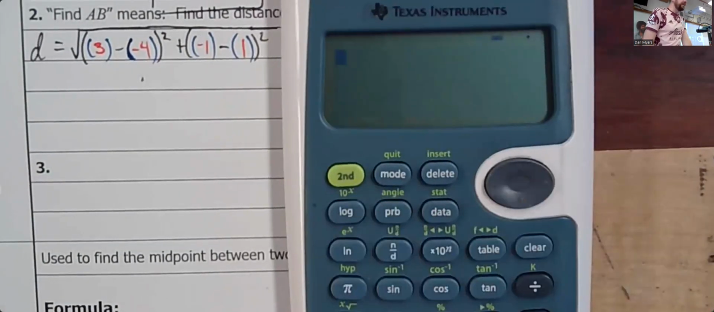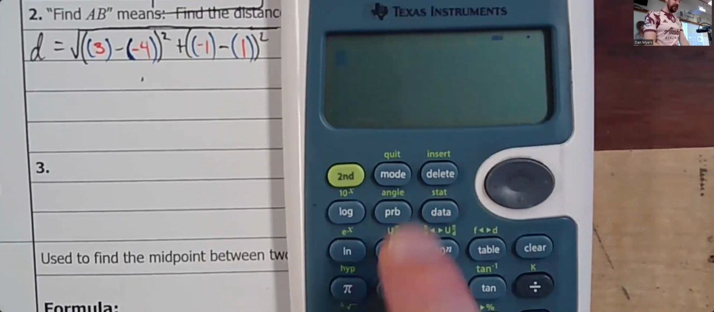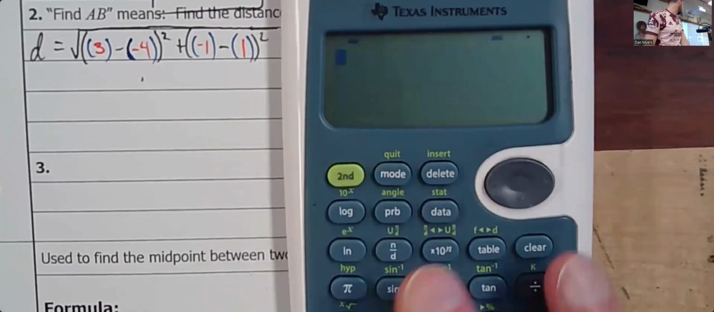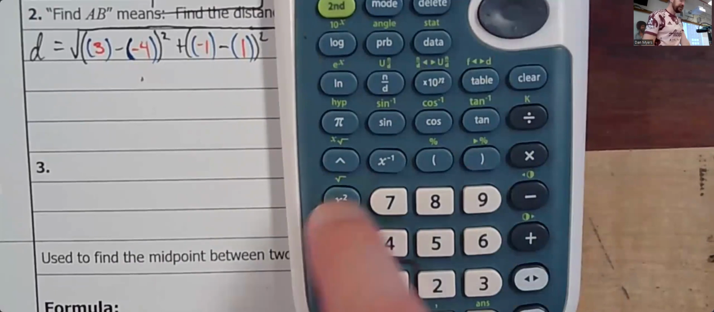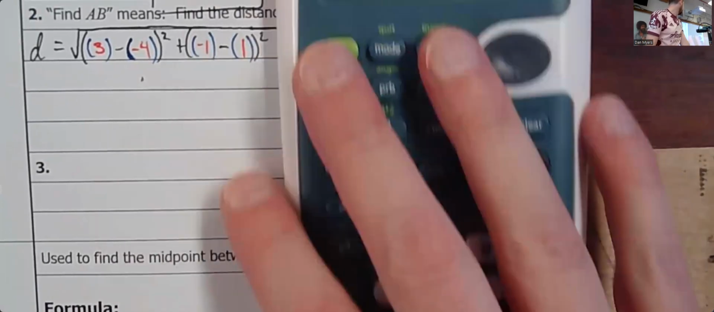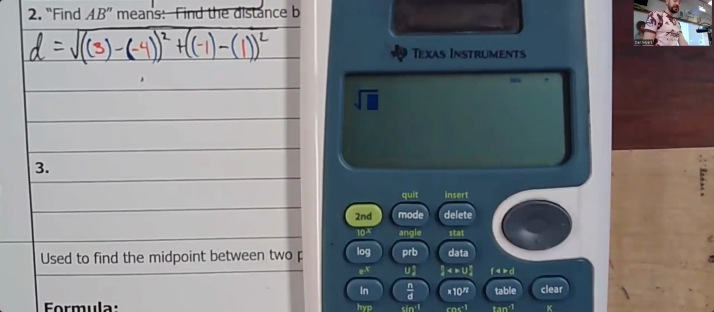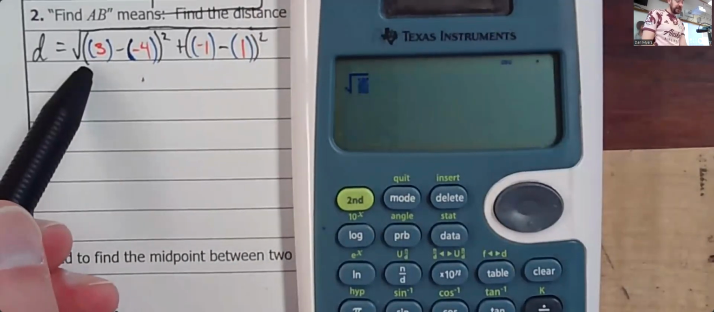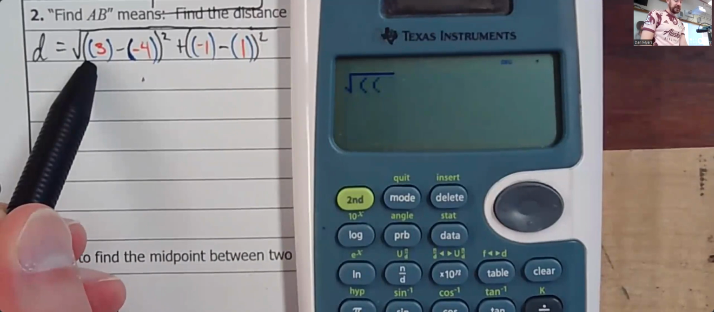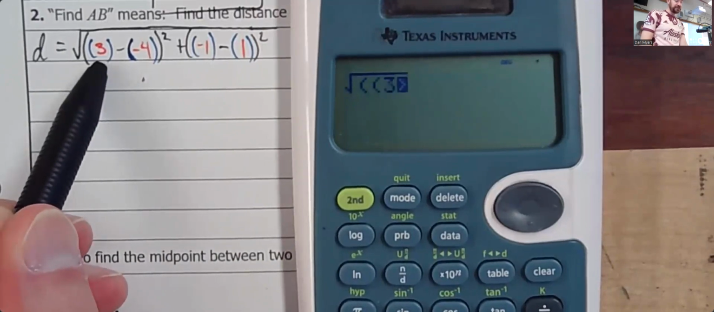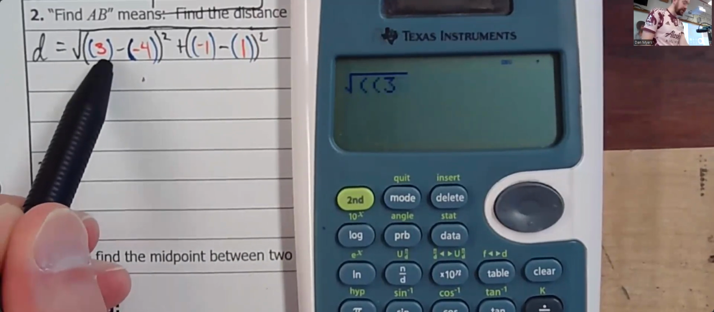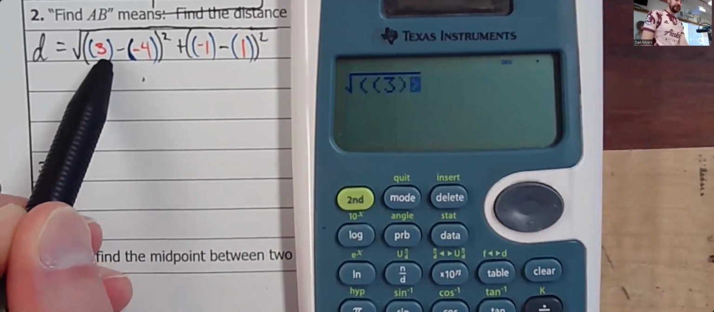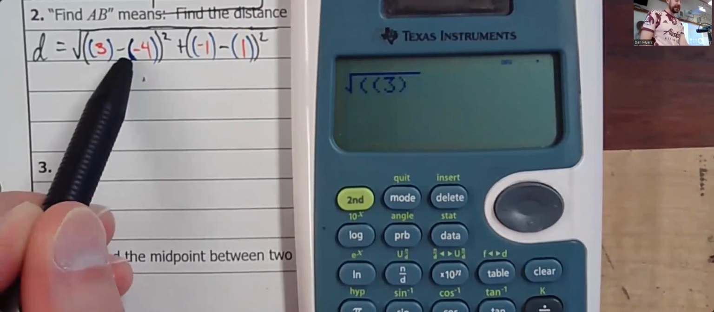So first thing we got to do here is open up our square root symbol. So that would be the green button again, second, followed by the x squared button, because everything we write is going to be inside that square root symbol. All right, so we're going to start with parentheses, followed by another set of parentheses, and then 3, and then close one set of parentheses. Then we got minus.